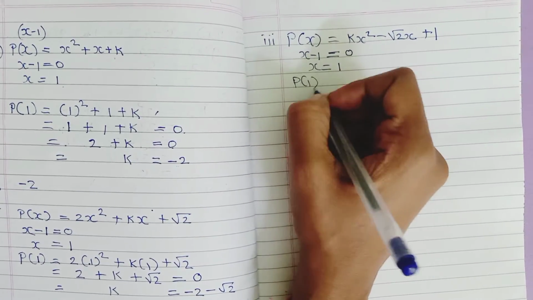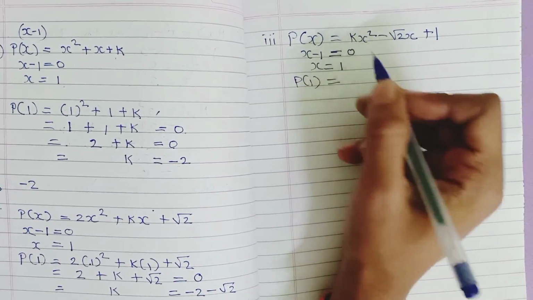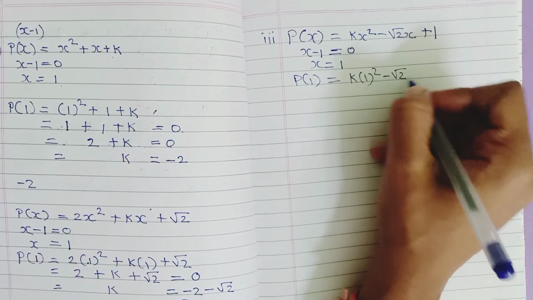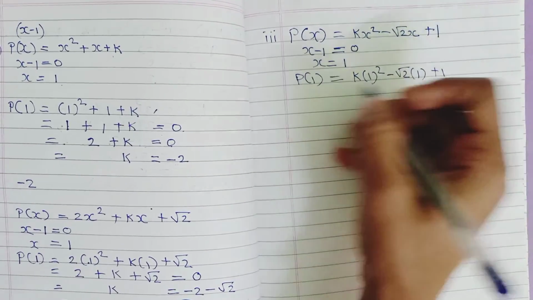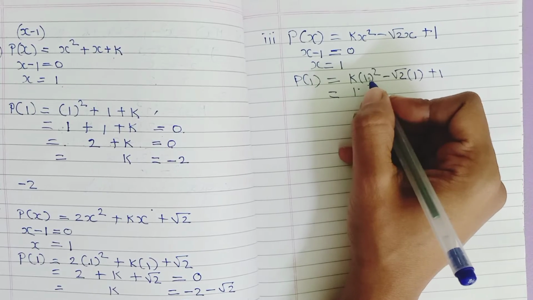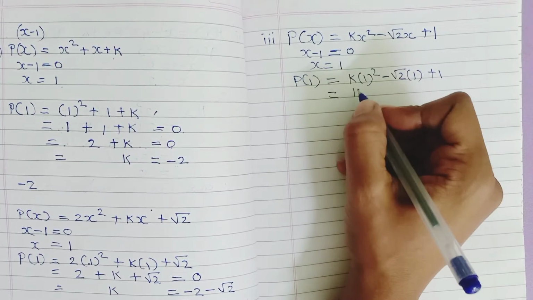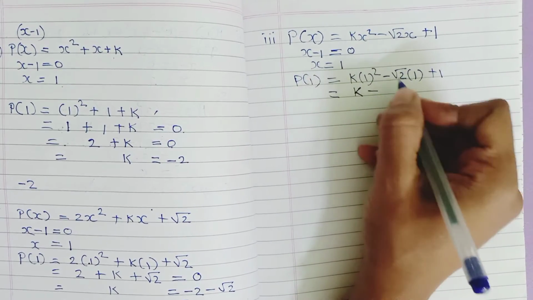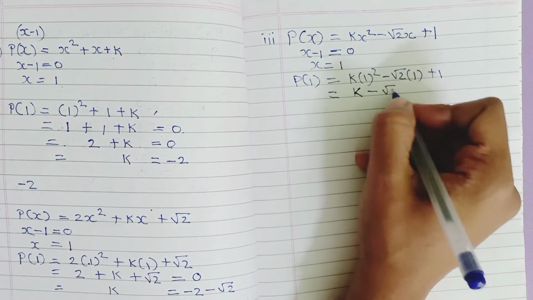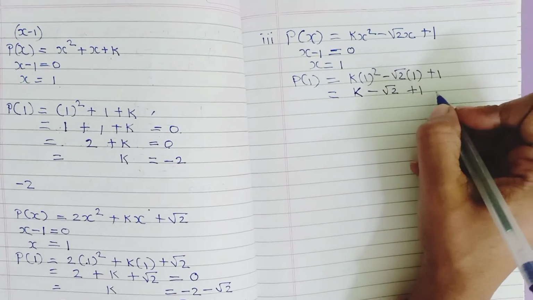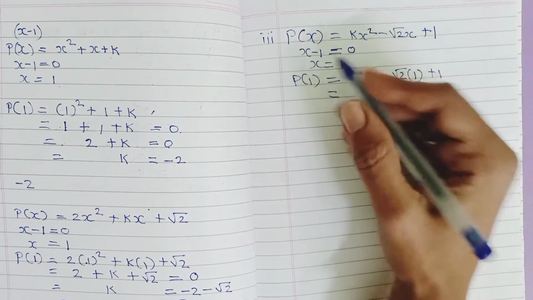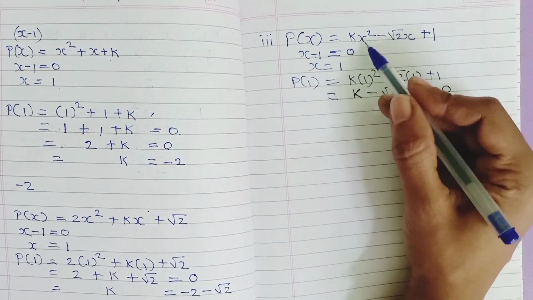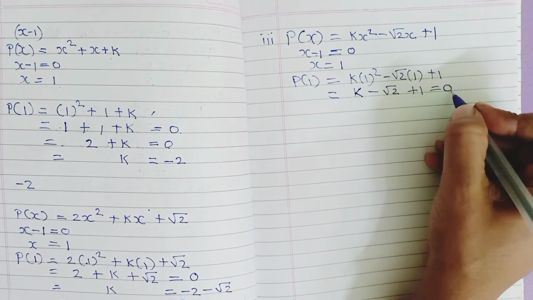So P(1), now I'm simply substituting x's value here. So k times 1 square minus under root 2 times 1 plus 1. Okay, so this will be 1 multiplied by 1 is 1. 1 multiplied by any number will give the number itself, or the alphabet itself. It is k here. So k minus under root 2 multiplied by 1, plus 1. Now we have to equate this to 0, because we know if something is a factor of the other polynomial, then if you substitute the zero's value there, we will get the remainder as 0. So that is why we are writing 0 here.